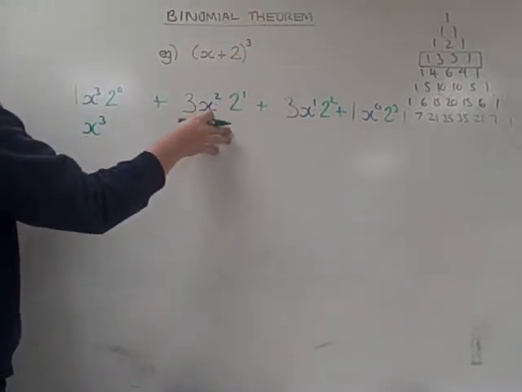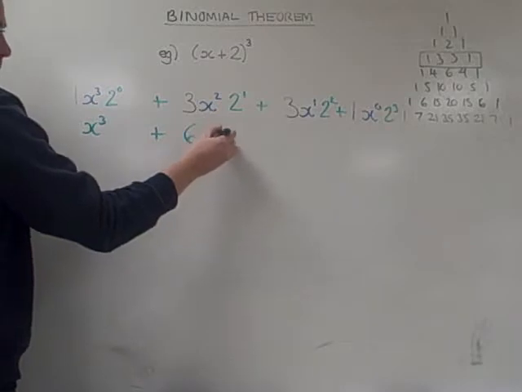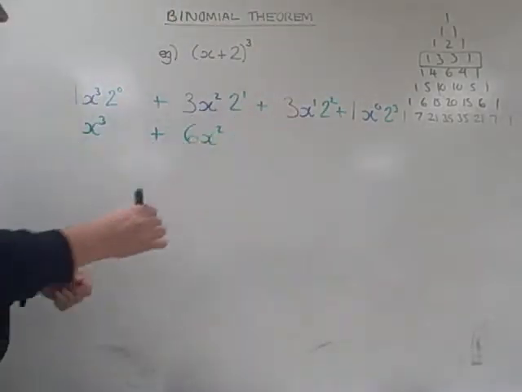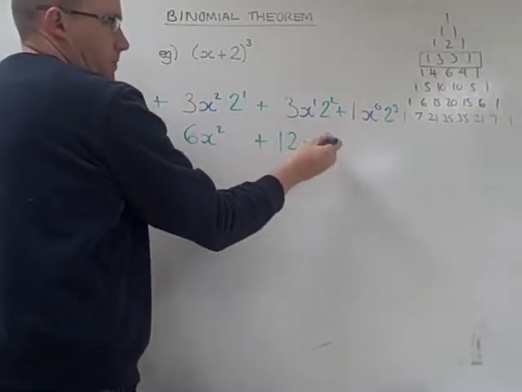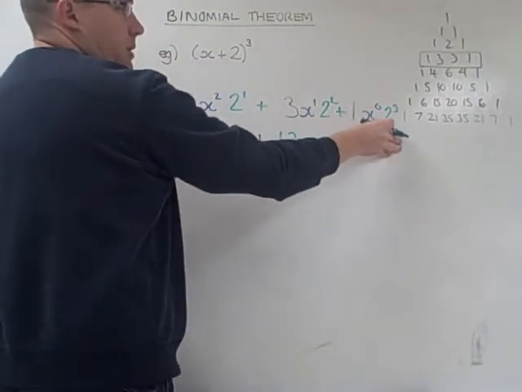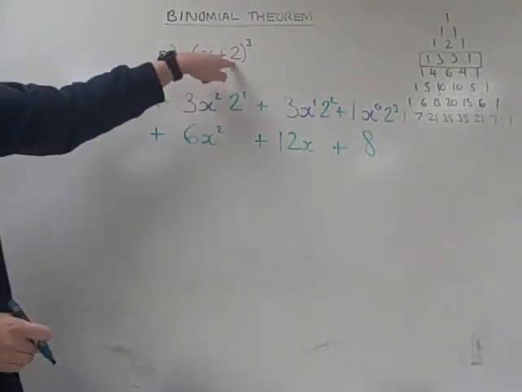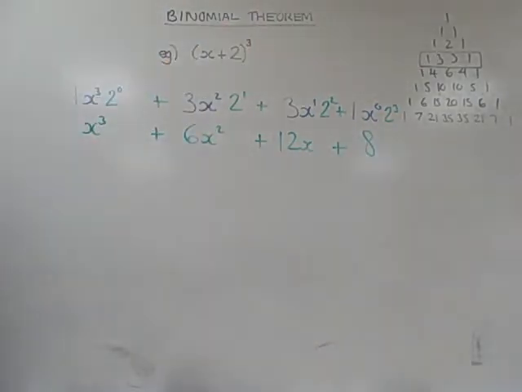3 times 2 to the power 1 times x squared. It's just 6x squared. 3 times 2 squared is 12, times by x is 12x. And once again, these are all 1s, so 2 cubed is 8. And actually the last term is also just the last term raised to this power. And we'll look how that works with some other questions as well.